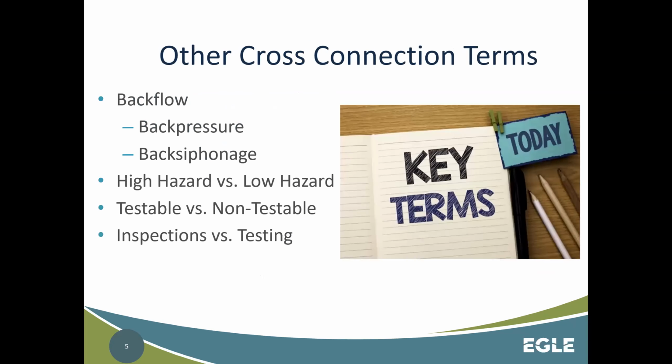So some of the terms we're going to talk about: backflow and the two things subjugated under that, which are back pressure and back siphonage. Then we'll talk about high hazards and low hazards, testable versus non-testable, or other key terms such as assembling devices. And then we'll talk about inspections versus testing. All right.